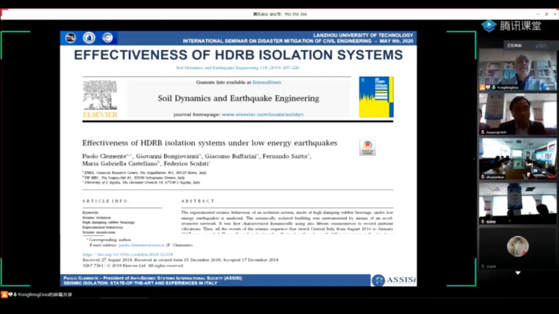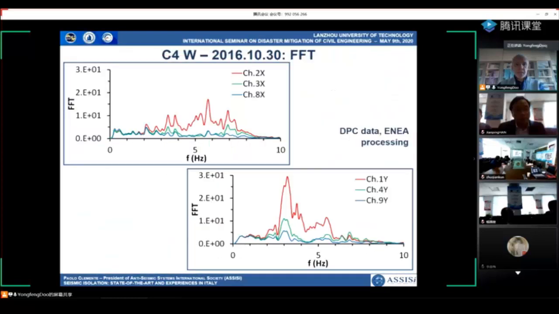A detailed analysis of this isolation system is contained in this paper published last year in the Soil Dynamics and Earthquake Engineering journal. I'll give you this paper, of course, through Professor Doom.